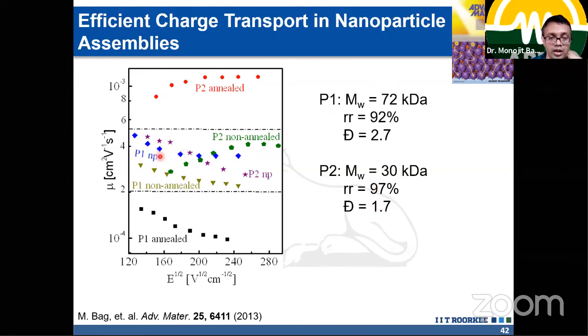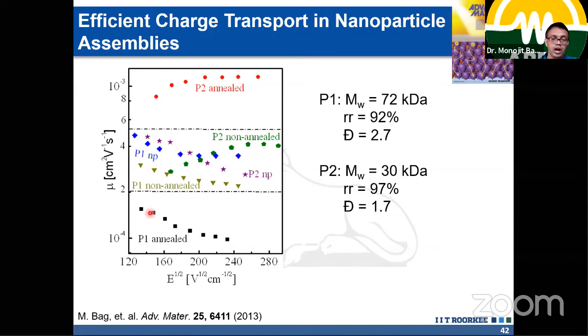Now if you make these thin films by drop casting and anneal them, you see P2 shows much higher mobility than the P1 polymer. But as-cast films are somewhere within this range, right? Because if you don't anneal, they are basically random without any crystallinity or nanocrystallinity. So they give mobility somewhere here. So the question is, when you anneal it, why does one polymer show a drop in mobility and the other shows an increase in mobility?